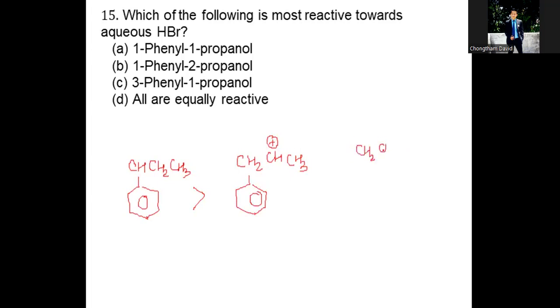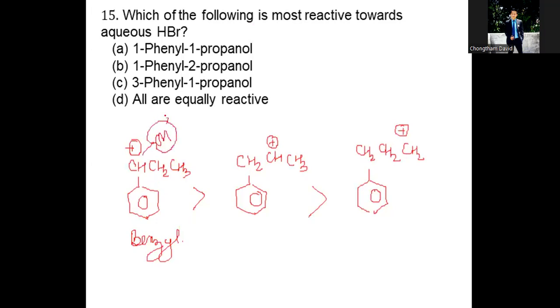I've already explained this before. Primary is the least stable carbocation. This is the primary carbocation. This is the benzyl carbocation. So the species capable of forming the most stable carbocation will be the most reactive. This benzyl carbocation is generated from 1-phenyl-1-propanol. Initially there will be one OH group, but it has changed to carbocation. So this must be the most stable product.